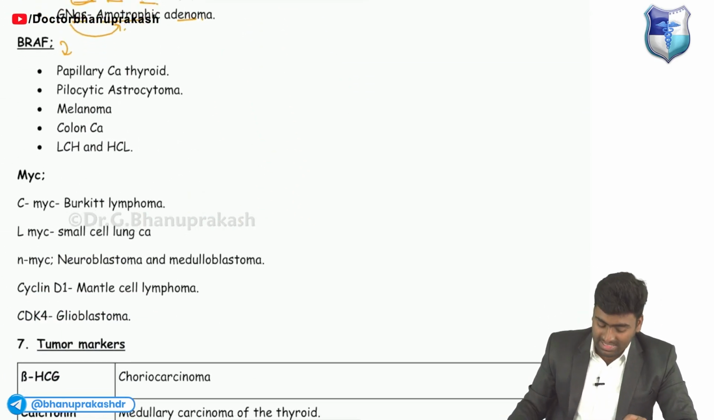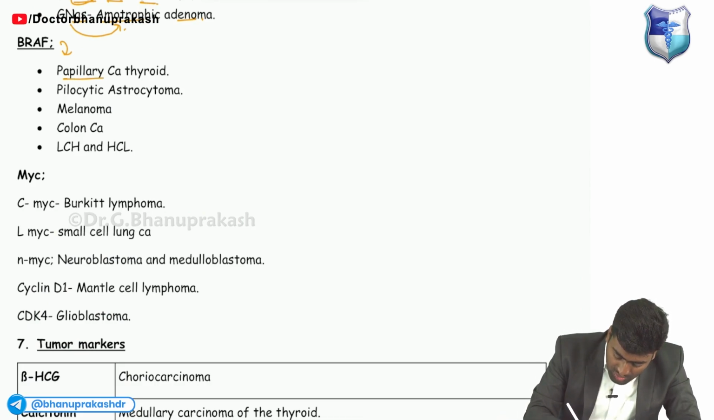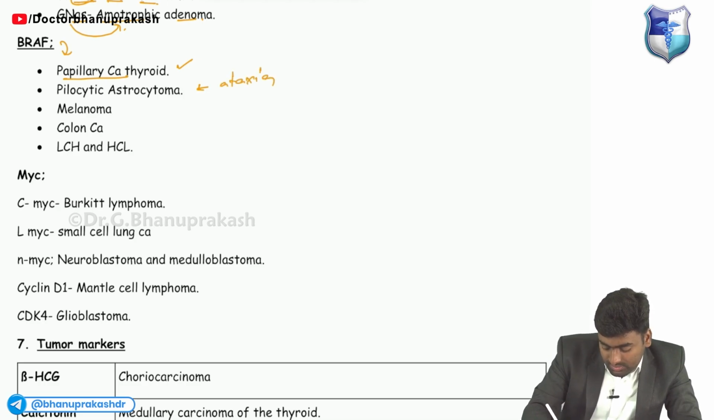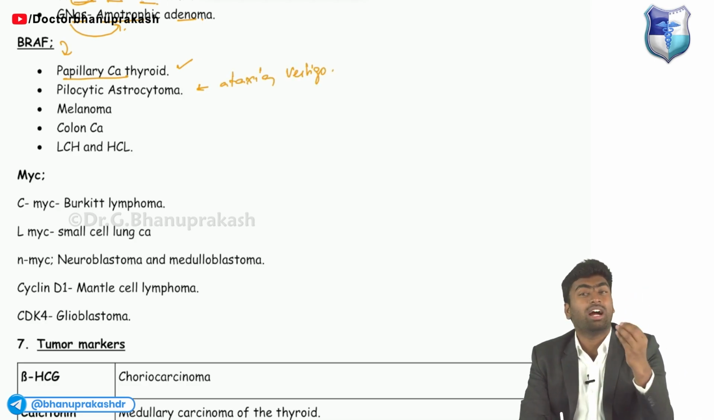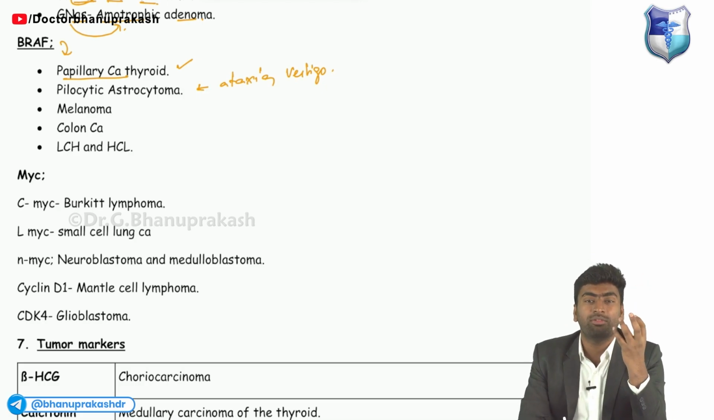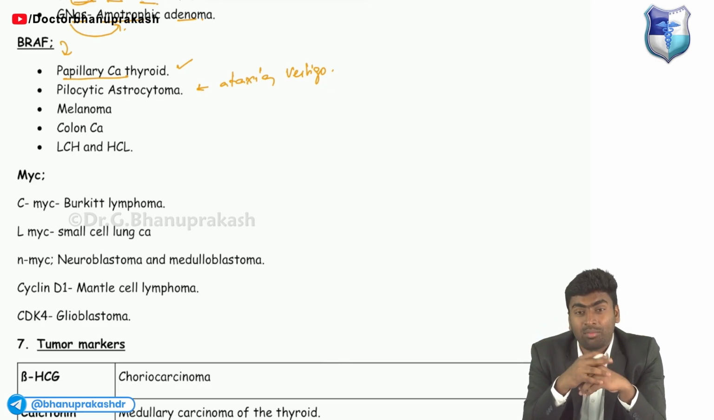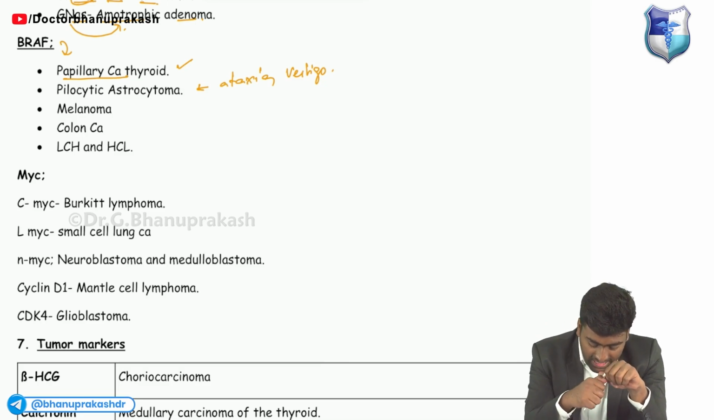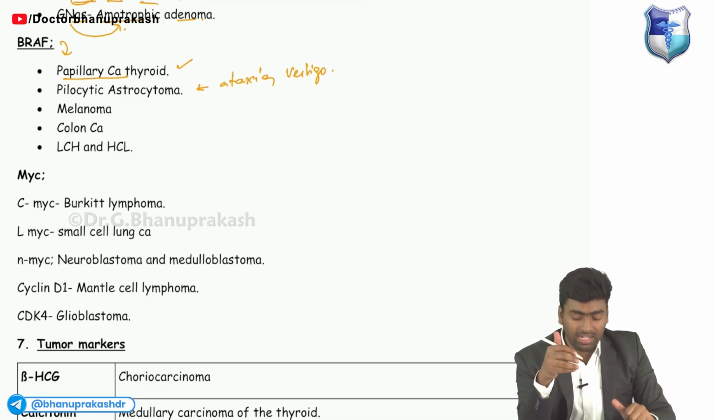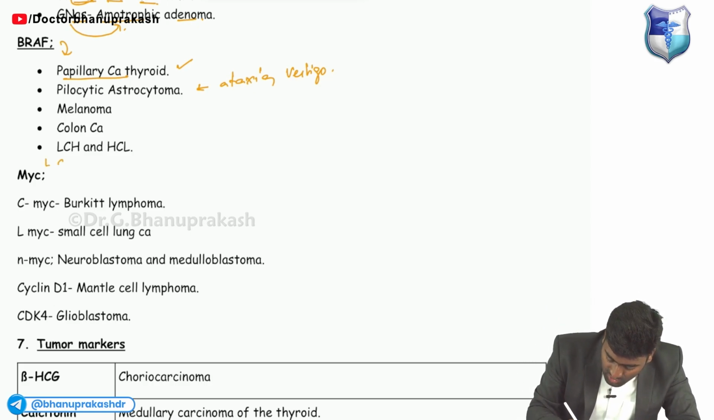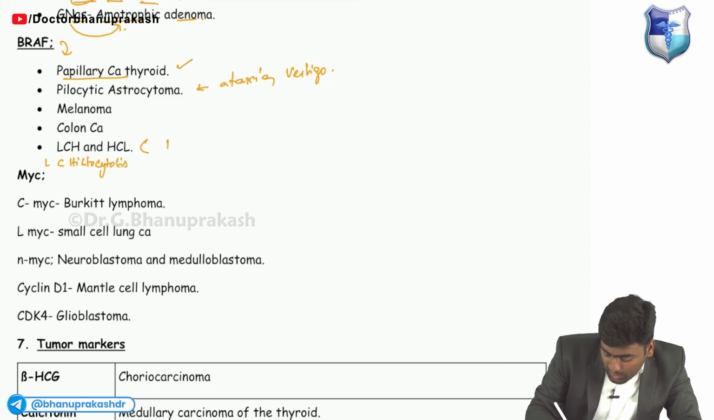This BRAF mutation is classically seen in a case of papillary carcinoma thyroid, and in a child presenting with features of ataxia and vertigo. On evaluation, you will see in the cerebellum a cystic mass. The most common site of pilocytic astrocytoma is the cerebellum with a cystic mass. So this BRAF gene mutation is seen in papillary carcinoma thyroid, pilocytic astrocytoma, melanoma, colon cancer, Langerhans cell histiocytosis, and hairy cell leukemia.